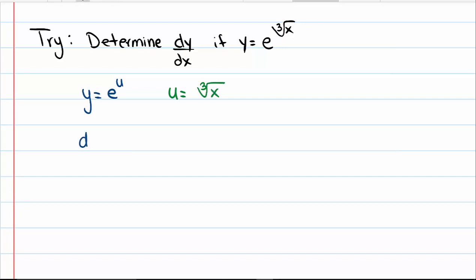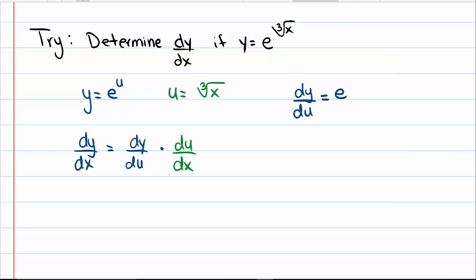So then dy/dx is equal to dy/du times du/dx. Should probably do that one in green. Okay, so dy/du is just e to the u, right? If y is e to the u, the derivative of e to the u is simply just e to the u again. All right.